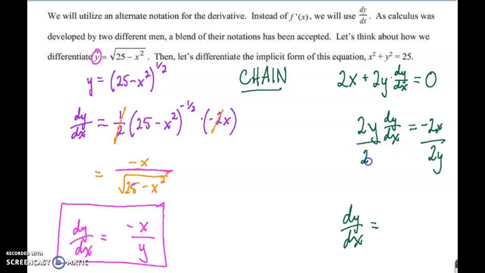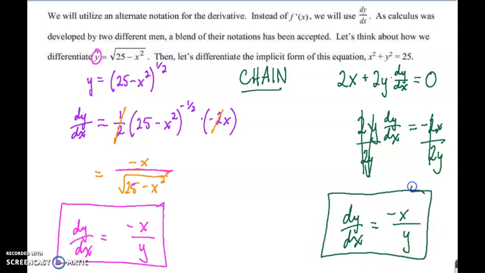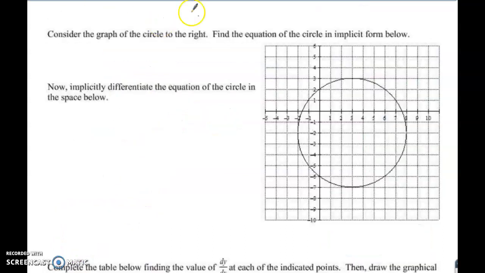Well, what do you notice? The 2's cancel out and you're left with negative x over y. And it makes the math a lot easier if you understand implicit. And you have to understand it because there are problems that can only be done implicitly. And again, we use implicit when it is not a function. And that's exactly what the next page is going to show you.